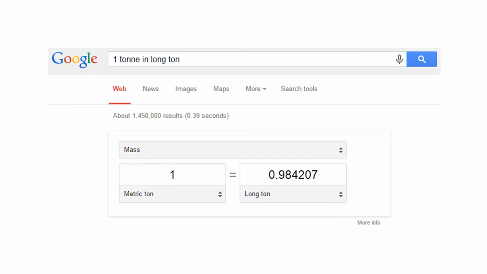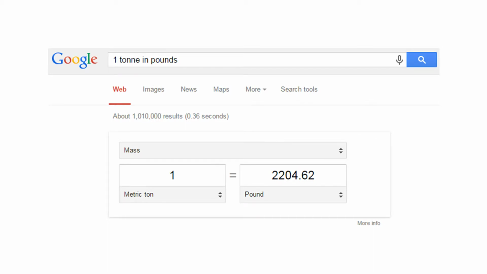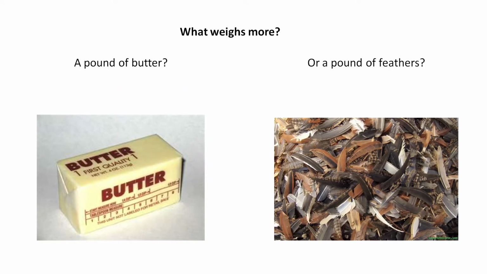But there's also the long ton, 0.98 long tons to a metric ton. A long ton is 2,240 pounds. The long ton was more commonly used in the shipbuilding industry, sailing vessels and whatnot. How many pounds is it? Okay, 1 metric ton is 2,204 pounds and change. So now you have an idea how much a metric ton is.